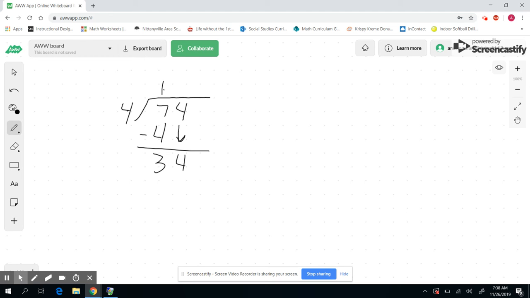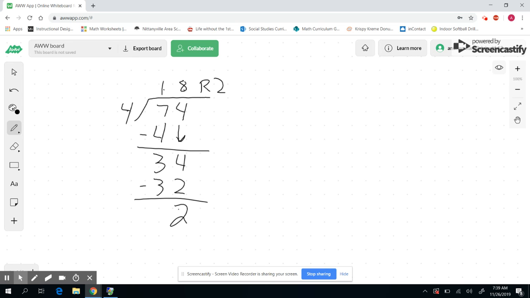So again, we do the same thing here. I start counting by 4s, and I think 4 times what equals something close to 34. So here we go, 4, 8, 12, 16, 20, 24, 28, 32. That is 8 in each group. So if I have 8, I multiply by 4, and that was 32. I go ahead and subtract 34 minus 32, and I have 2 left over. So the answer should be 18 remainder 2.